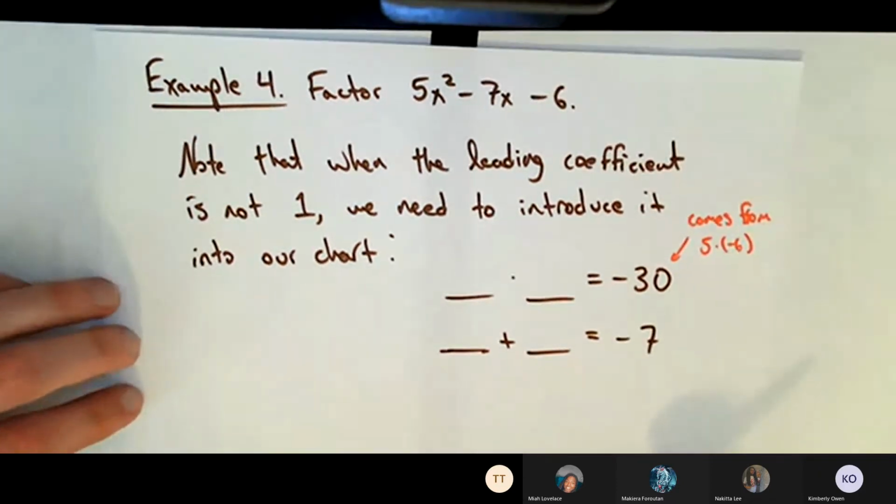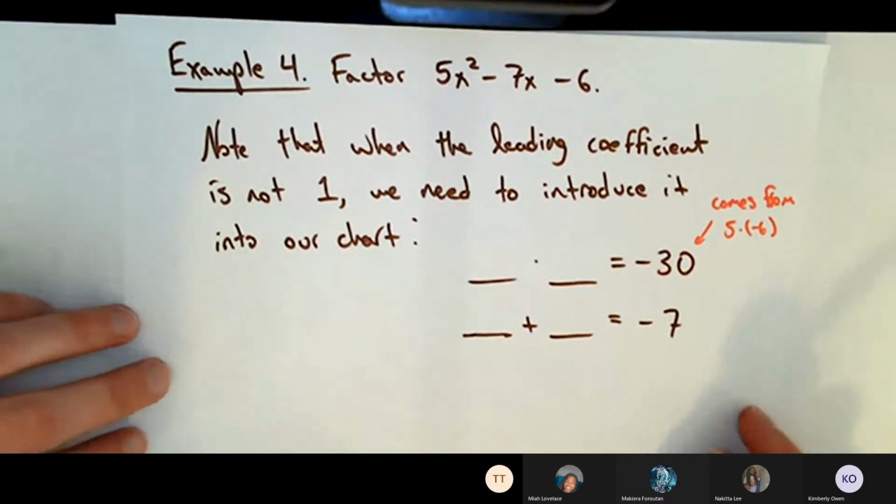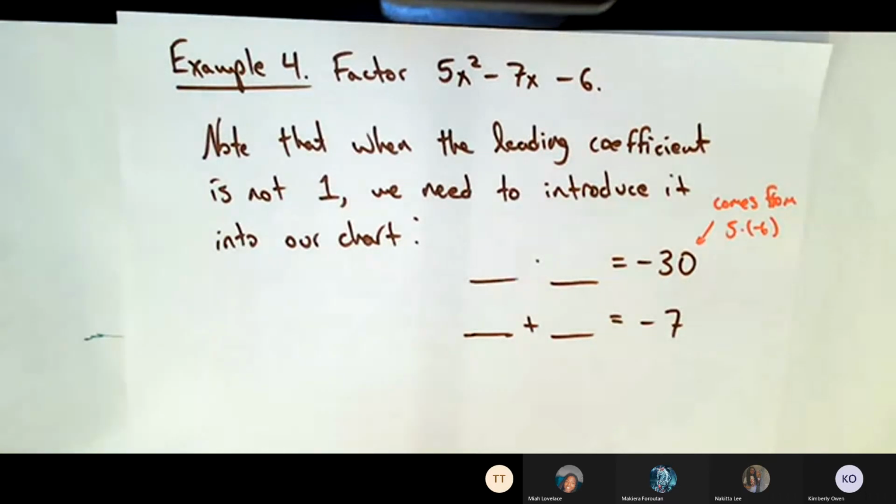So can we think of 2 numbers? I'll give you guys a second to think of 2 numbers that give a product of -30 that will add to give -7. Kimberly, you got any ideas? I'm sorry, I was still trying to figure it out.